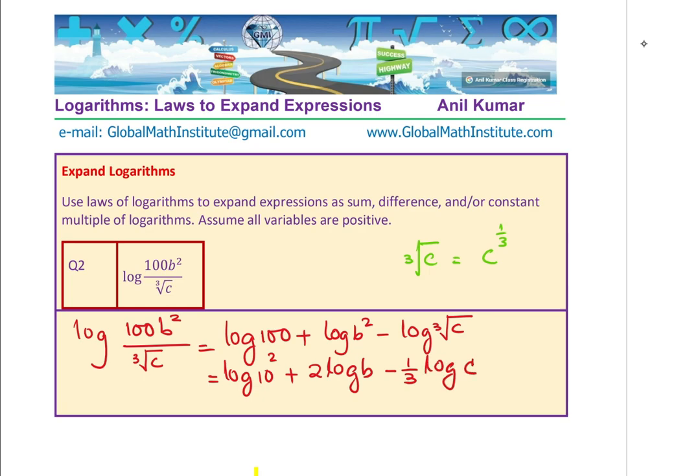Makes sense, right? So that is one thing. But you have to continue. It is still not done. You see, log to the base 10 of 10 squared will be what? Will be 2. So finally, we get here 2 plus 2 log b minus 1 over 3 log c. Make sense? That is how we are going to write its answer. So I hope by now everything is absolutely clear.